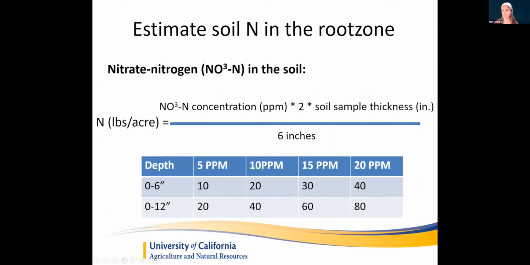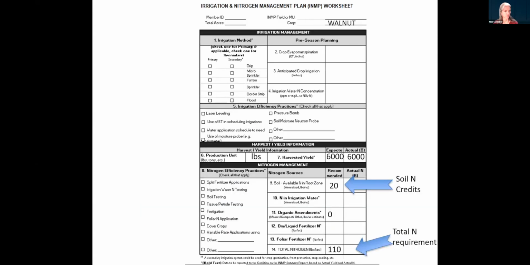And if we're looking at a sample with a 6-inch depth, and the report comes back with a range of nitrogen concentration, this is what those values would mean in terms of your pounds per acre, and the same for a 0 to 12-inch sample. So you can add that in, just making sure to note what the units are. So if the template's asking for pounds per acre, make sure that that's the conversion you have. So you have the soil N credits here.